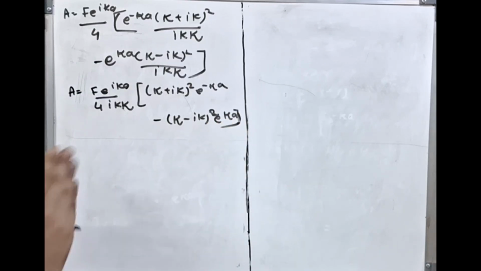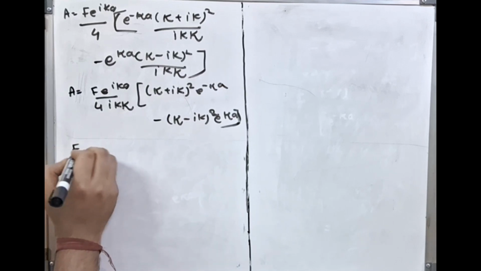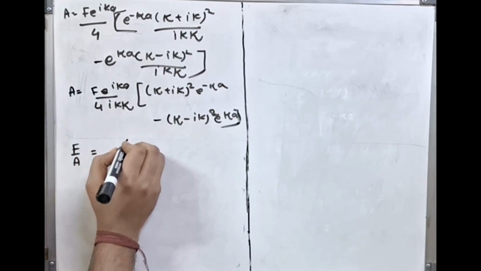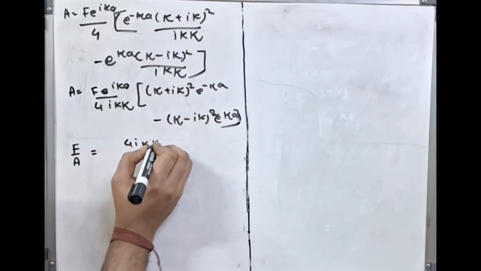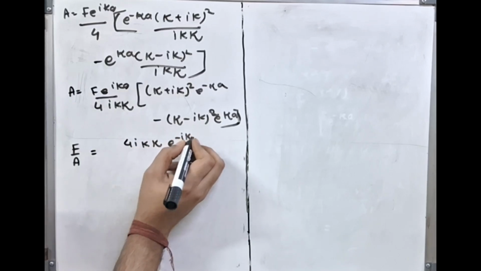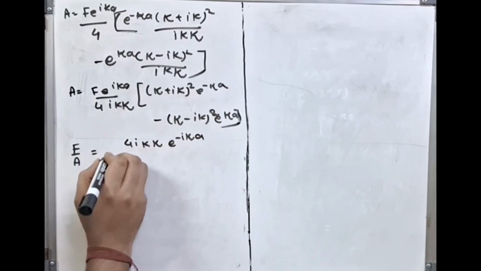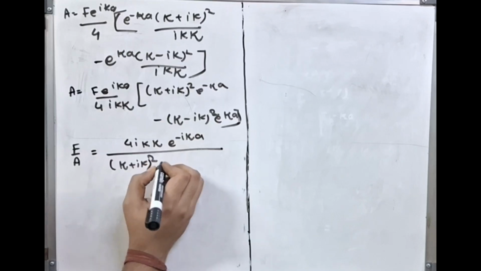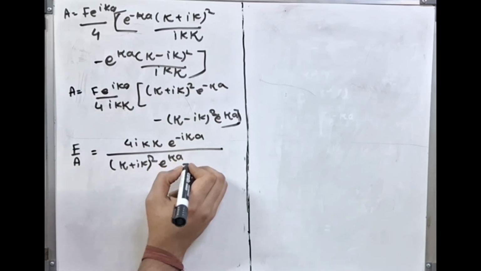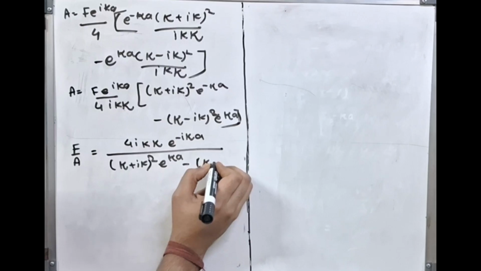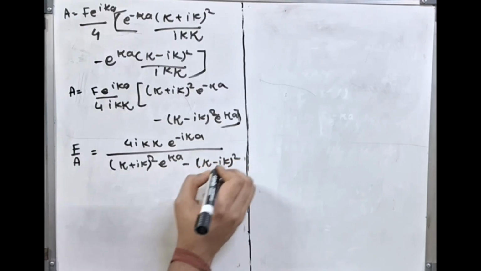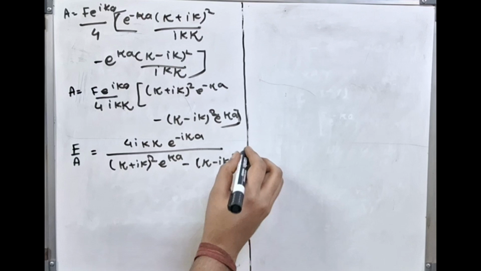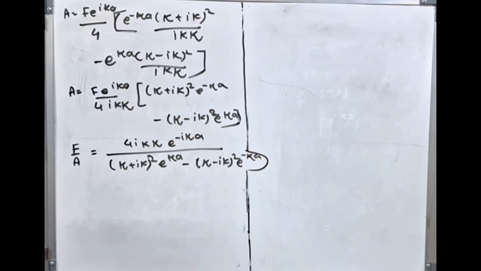Now you can see something is happening here. We are getting closer to F upon A, so it's right there. So we will just do it, that F upon A is equal to 4 i k kappa e raised to minus i k a, the whole divided by kappa plus i k square e raised to kappa a minus kappa minus i k the whole square e raised to minus kappa a.